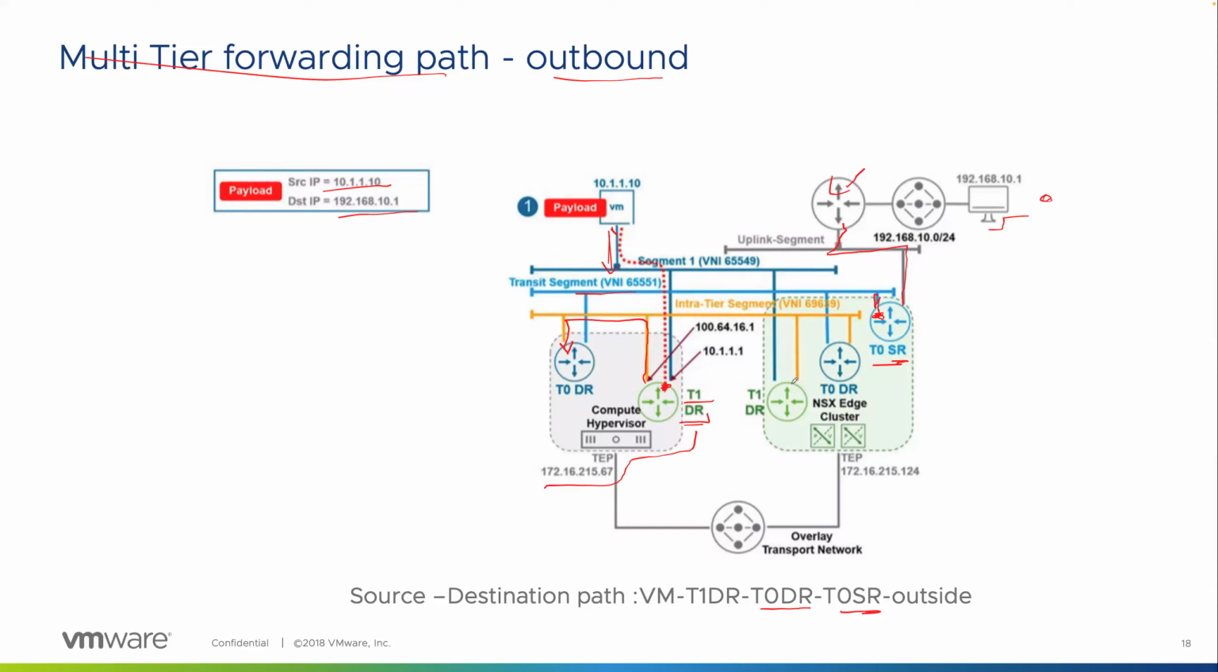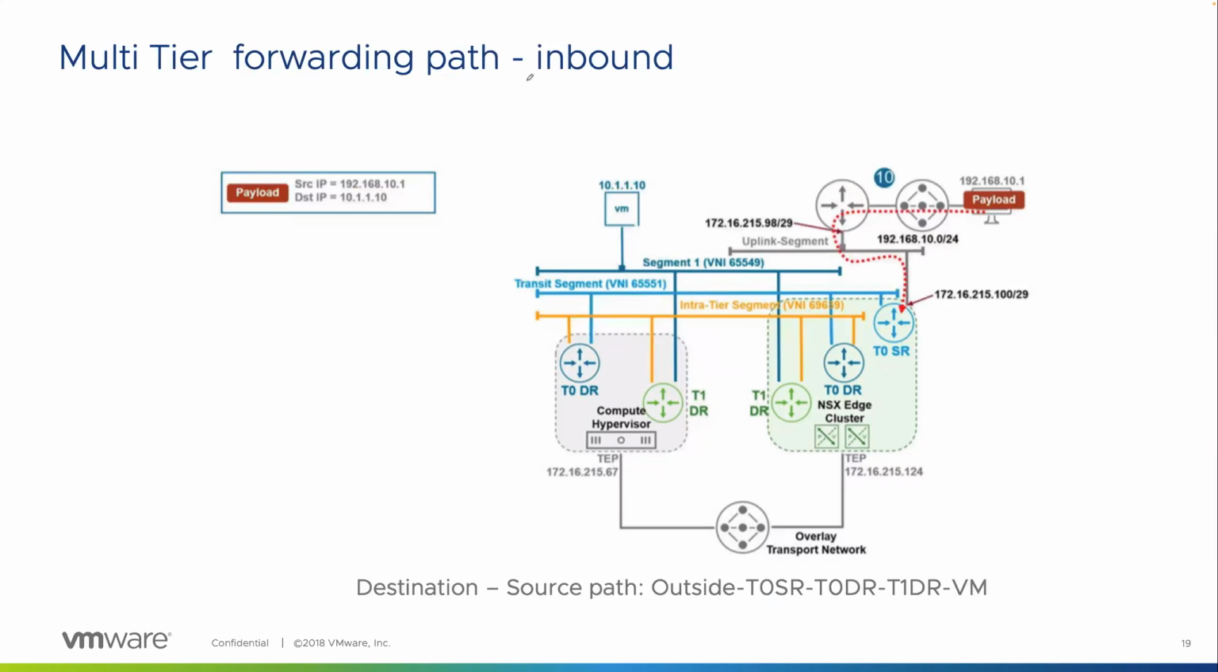That's the outbound traffic. So you can see the whole source to destination path will be VM, T1DR, yellow link, T0DR, T0SR, then physical router and outside. This is the whole forwarding path.